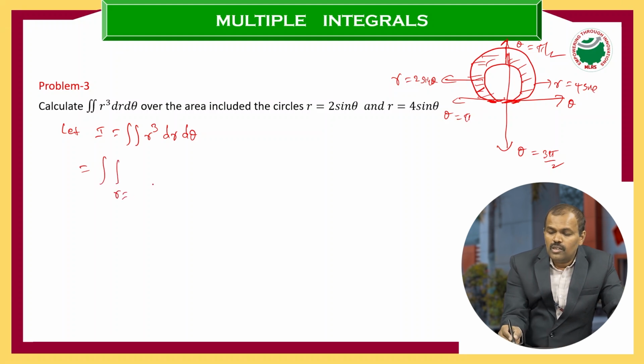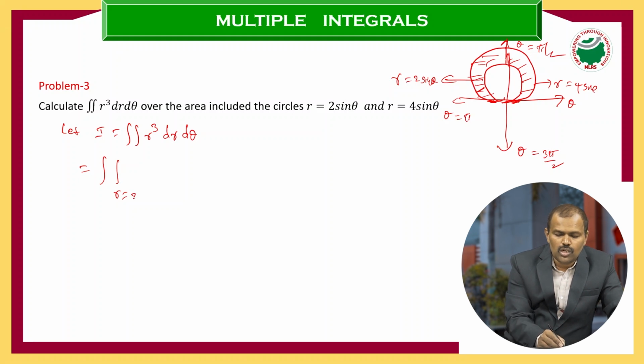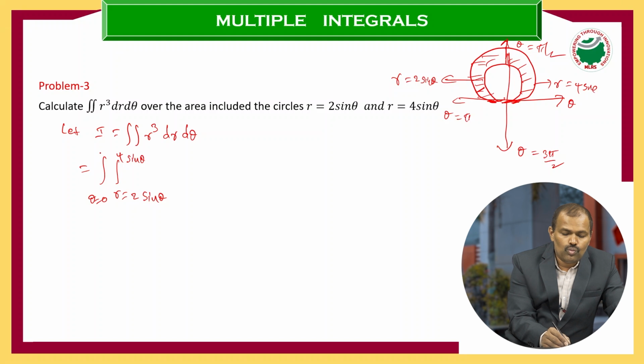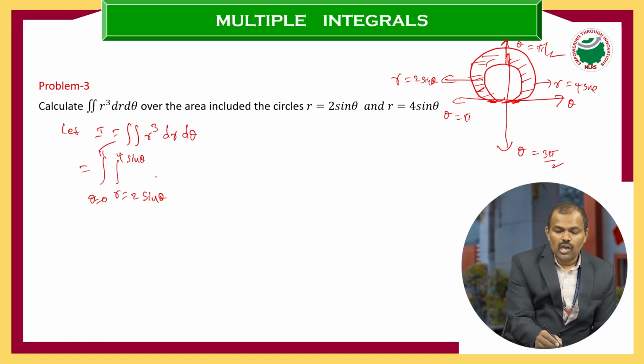The area lies between the two circles. That's what the R limits are, 2 sin theta to 4 sin theta, and the theta limits are 0 to 180. So the integral is of r cube dr d theta.